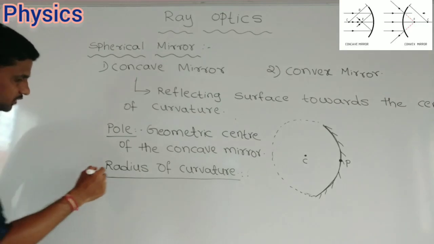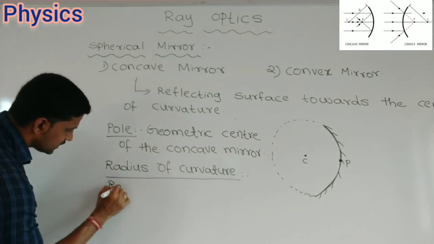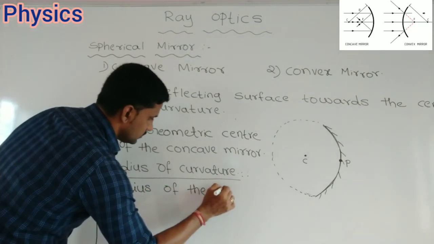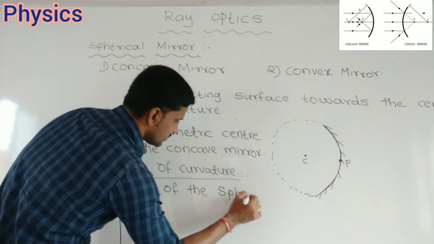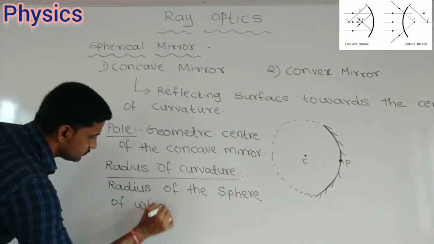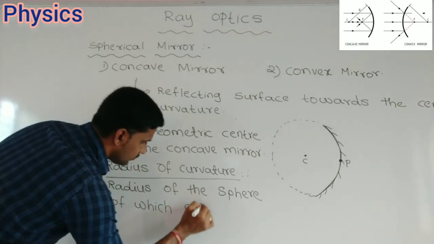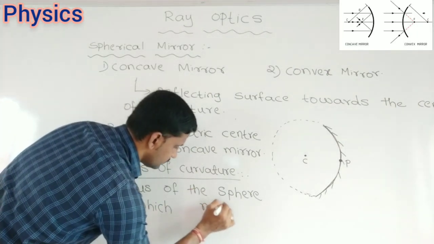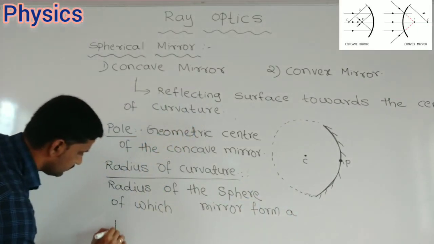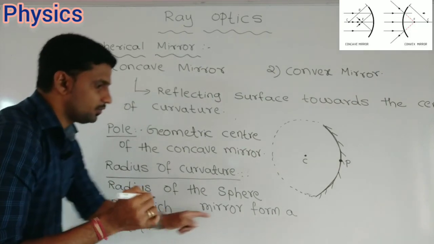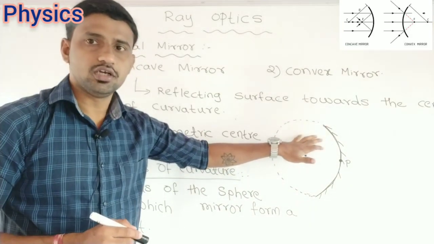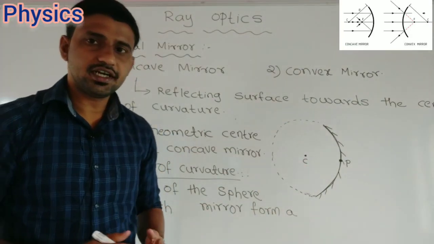Radius of curvature is the radius of the sphere of which a mirror forms a part. That means the sphere of which the concave mirror forms a part, its radius is called the radius of curvature of the concave mirror. How to take the radius of the concave mirror?